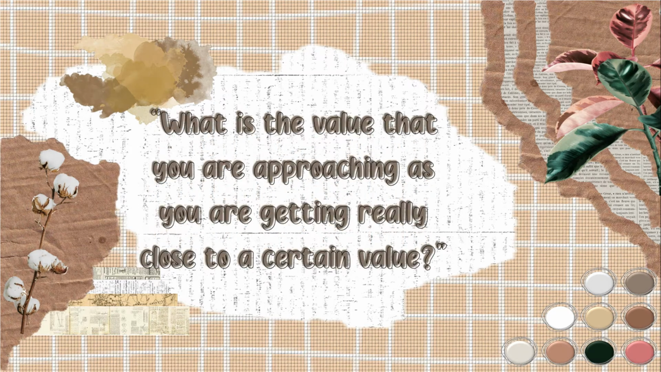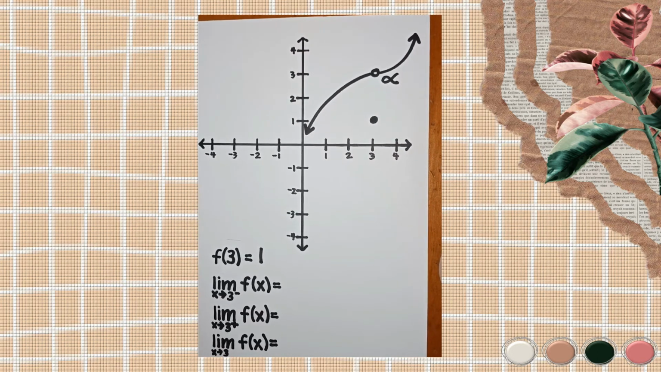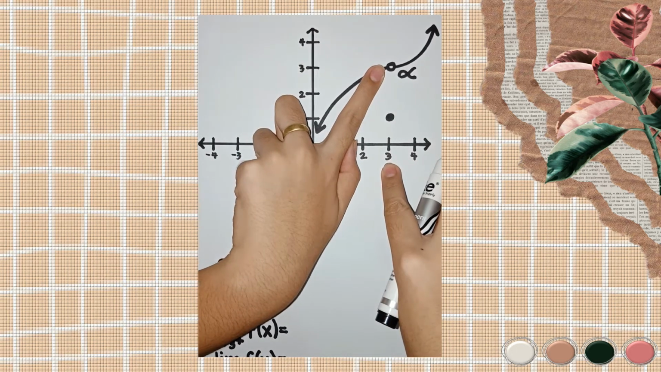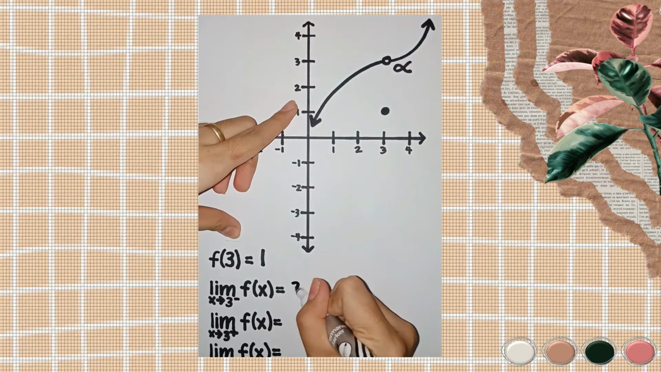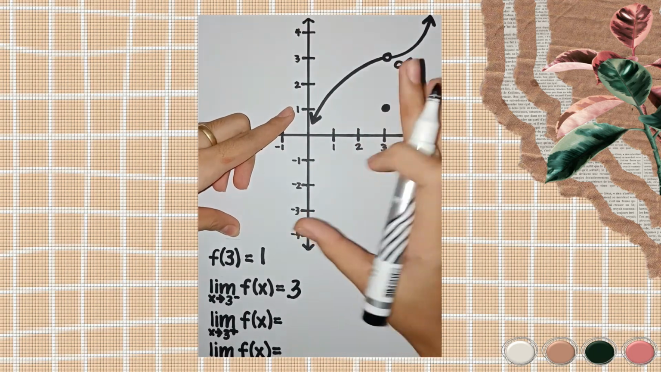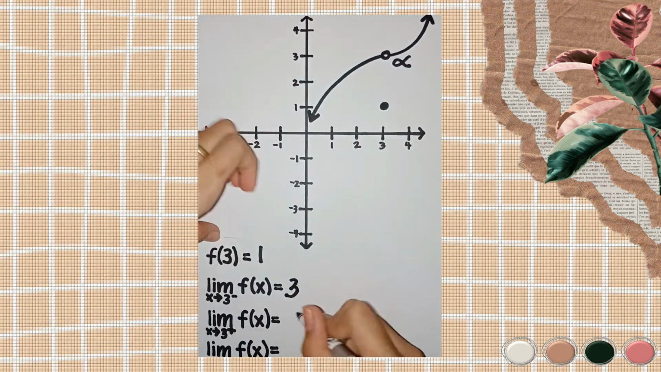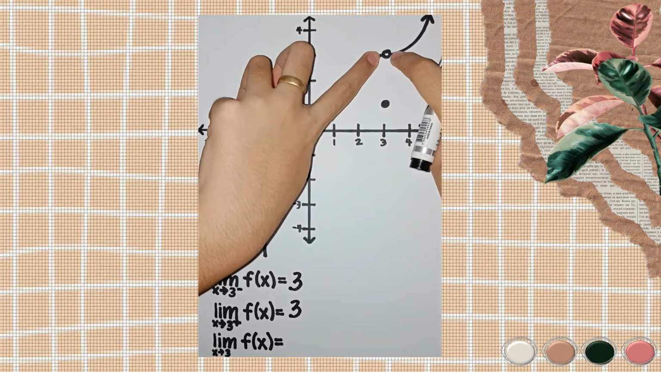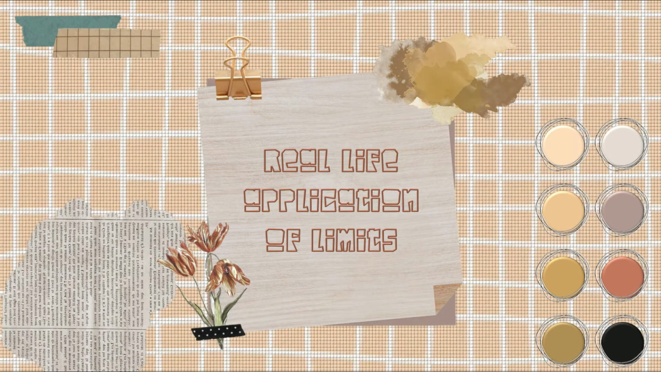The limit says, what is the value that you are approaching as you are getting really close to a certain value. The limit means from your left or right hand. As x gets really close to 3, what f of x value are you approaching? So from my left hand, as I get really close to 3, the value I am approaching is 3. What about from my right hand? I get really close to 3. What about from both my left and my right hand? I am approaching 3.